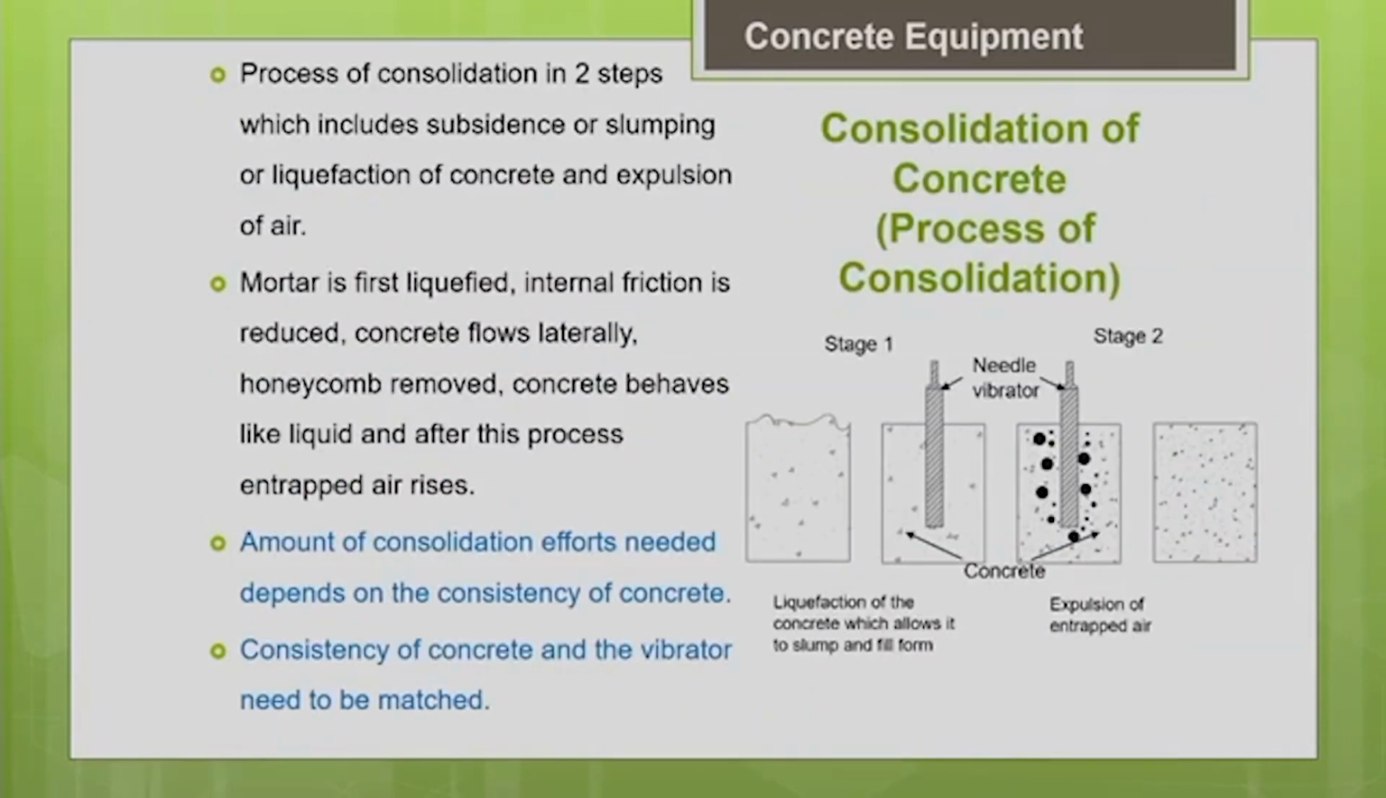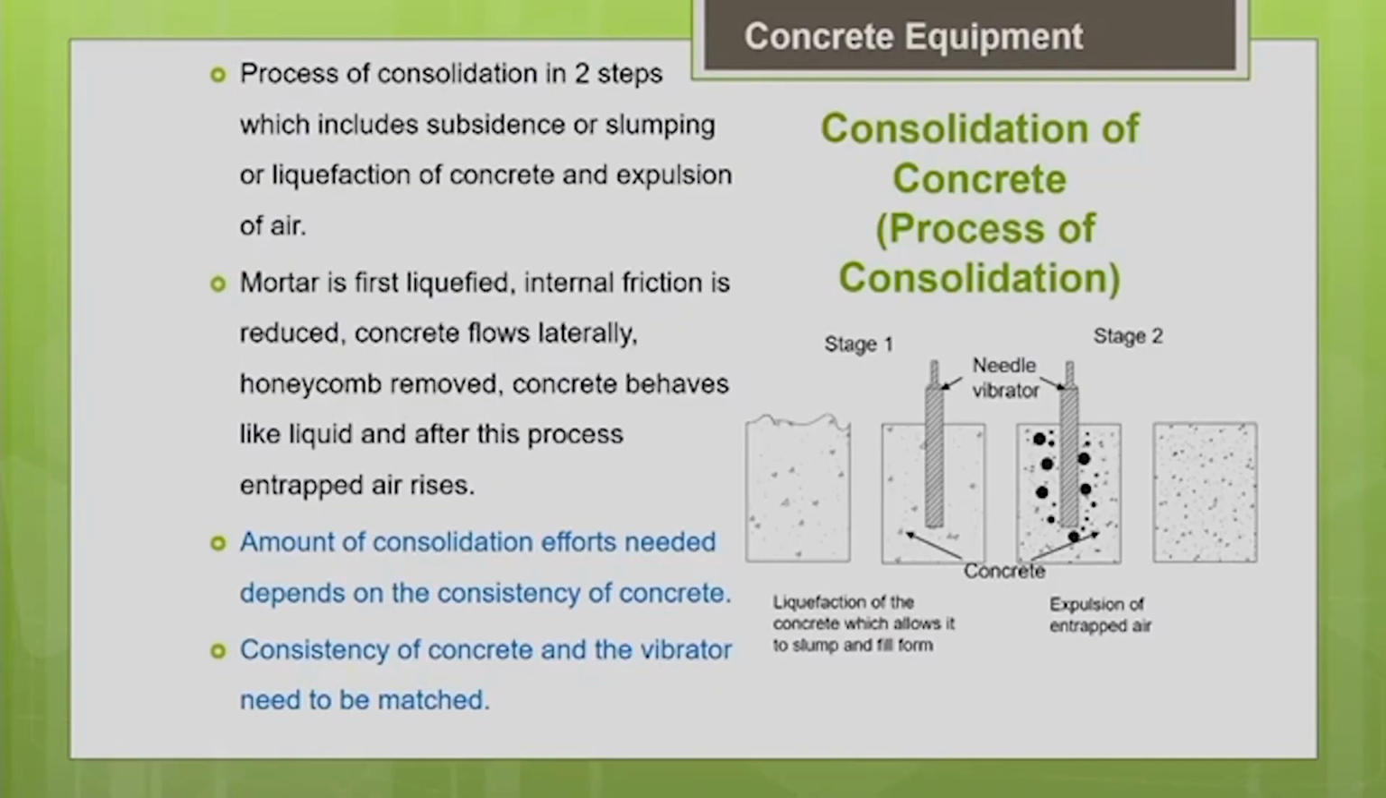So basically, before moving into the types of vibrators, let us discuss the actual process of consolidation, how it happens in the concrete. The consolidation usually occurs in two steps. The first thing is when you put your vibrator in the concrete, your concrete becomes liquefied. It will behave like a liquid and start flowing laterally. We call it slumping or subsidence, whichever way you want to call it. So the first step is liquefaction of the concrete.